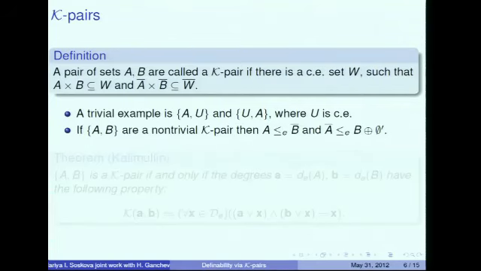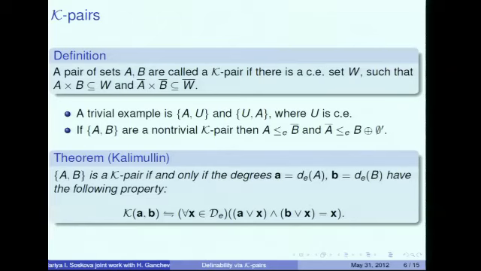Okay, now in order for k-pairs to be useful for definability results, they need to be first order definable themselves. This was proved by Kalimullin. He showed that a pair of sets A and B is a k-pair if and only if their degrees satisfy this formula, which essentially says that for every x which is not above A and B, A join x and B join x form a minimal pair above x.